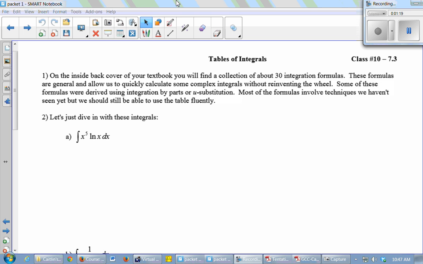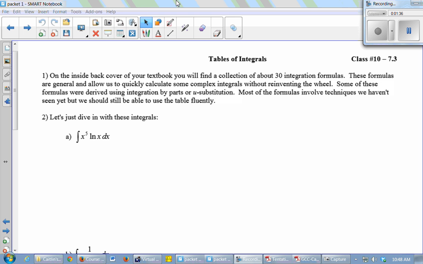Most of the formulas on here, though, involve techniques we haven't seen yet, but we can still use this table fluently. It's kind of like a low-tech version of Mathematica, right? You don't really understand where the formulas come from, but that doesn't mean you can't use them, right?